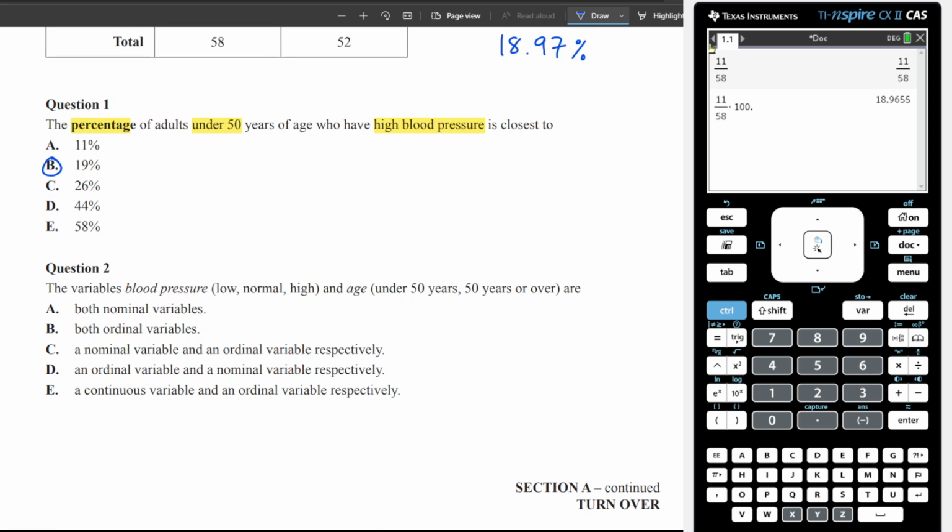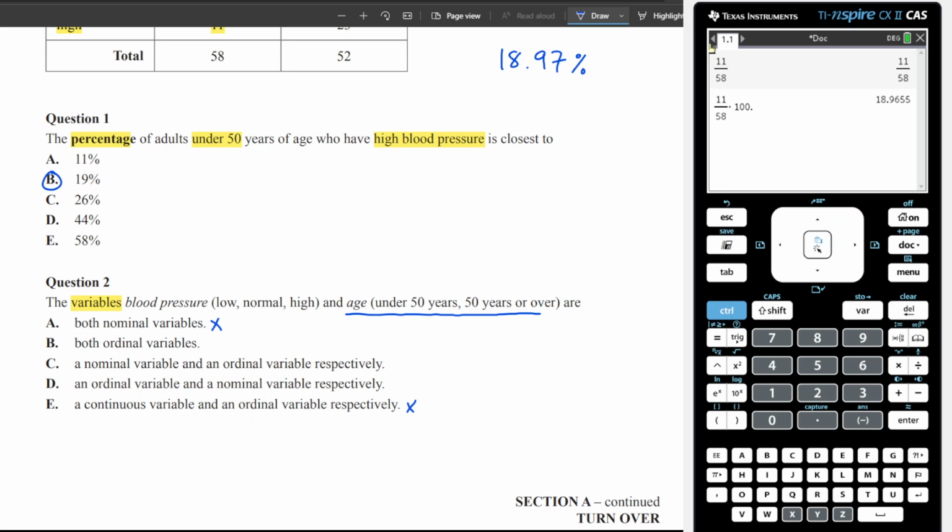Okay, so question 2. The variables blood pressure and age are, okay, well, let's look at blood pressure. Low, normal, and high. That's very clearly a categorical variable, and it is very clearly an ordinal variable. So when we're looking at it, let's rule out some answers that it can't be. They're not both nominal. A continuous and ordinal could be potentially, but when we look at age, it is broken into essentially two categories, so it's not continuous.